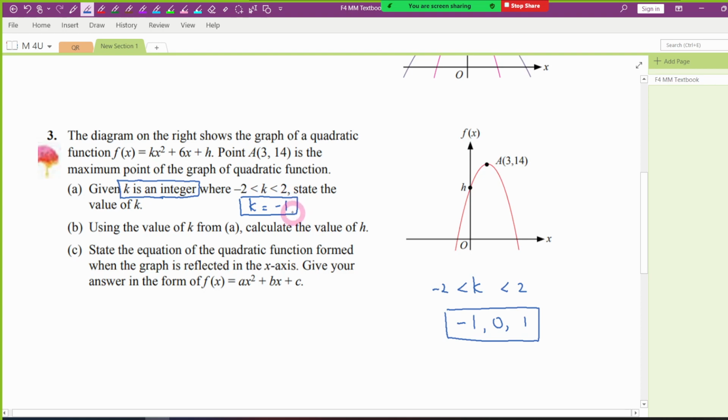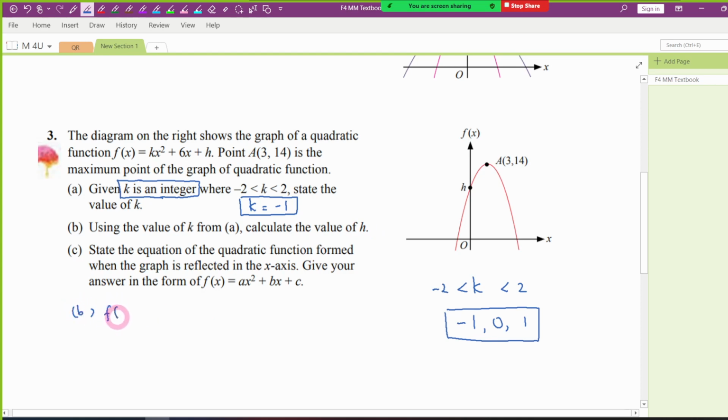Okay, now if k is equal to 1, that is a smiling face, it will not be a sad face like this. If k is equal to 0, then this will become a straight line, which is no longer a quadratic function. Okay, now b. Using the value of k from a, calculate the value of h.